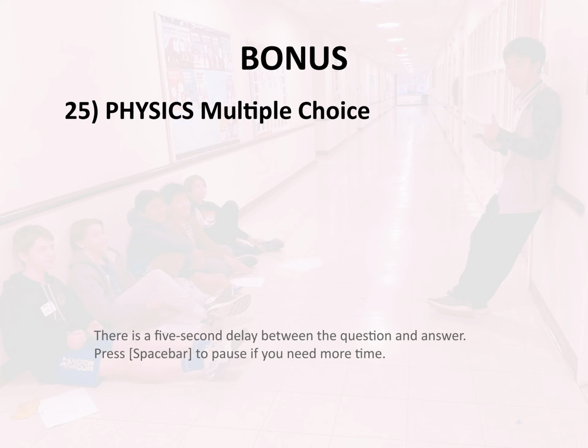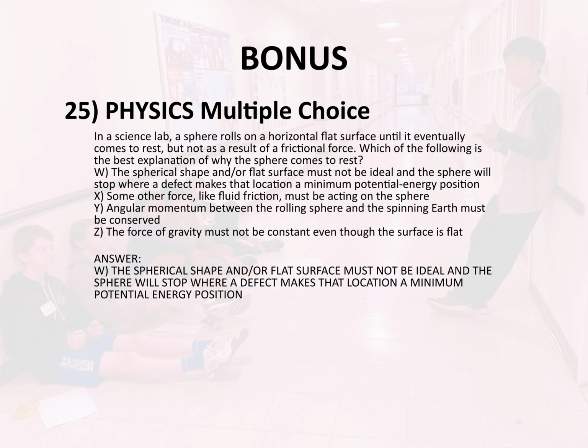Bonus 25. Physics. Multiple choice. In a science lab, a sphere rolls on a horizontal flat surface until it eventually comes to rest, but not as a result of a frictional force. Which of the following is the best explanation of why the sphere comes to rest? W. The spherical shape and/or flat surface must not be ideal, and the sphere will stop where a defect makes that location a minimum potential energy position. X. Some other force, like fluid friction, must be acting on the sphere. Y. Angular momentum between the rolling sphere and the spinning Earth must be conserved. Z. The force of gravity must not be constant even though the surface is flat. Answer: W. The spherical shape and/or flat surface must not be ideal, and the sphere will stop where a defect makes that location a minimum potential energy position.